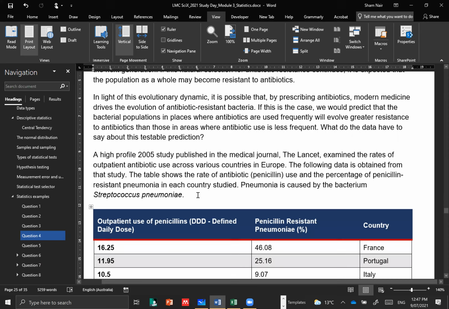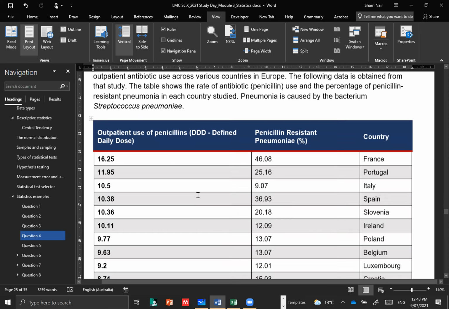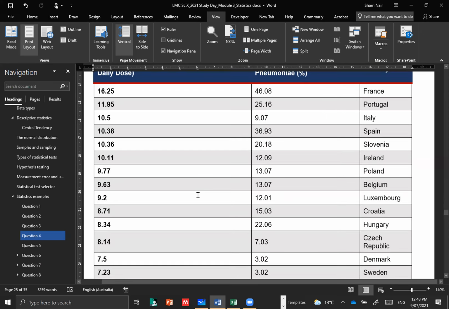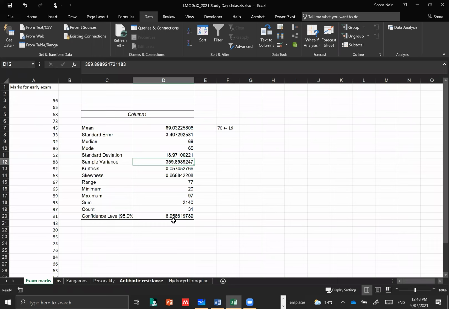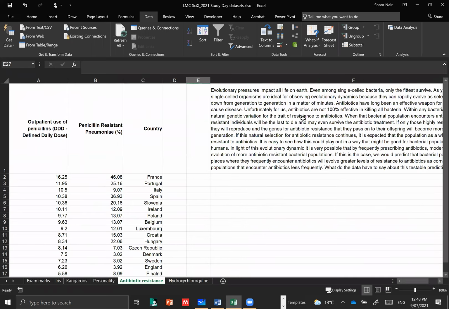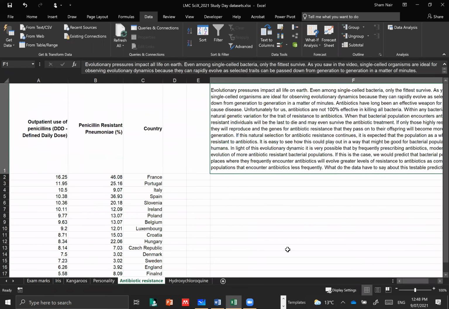The question itself is relatively straightforward. It's exactly like the others, but just so that you get a bit of practice in doing this, I've deliberately chosen a large data set. So here's the Excel spreadsheet, and it's the worksheet labeled antibiotic resistance. Here's the description of the study, and here are 3 columns of data.